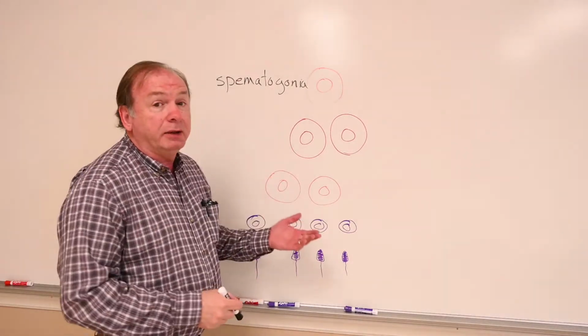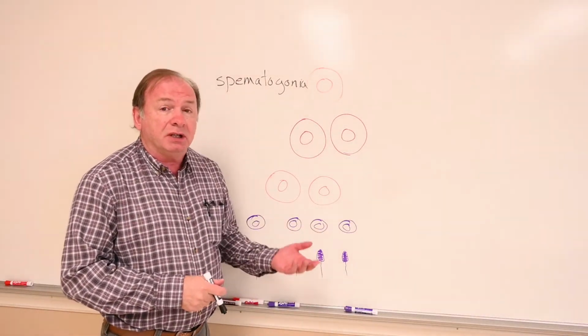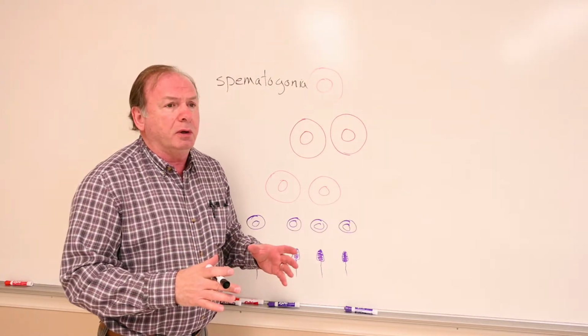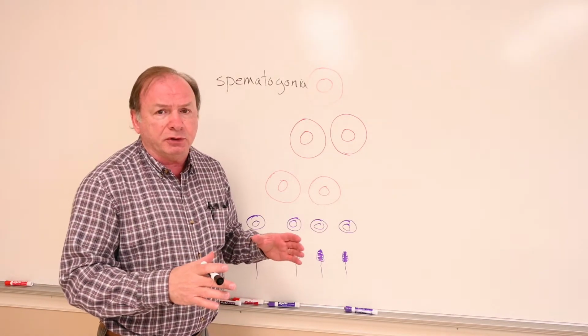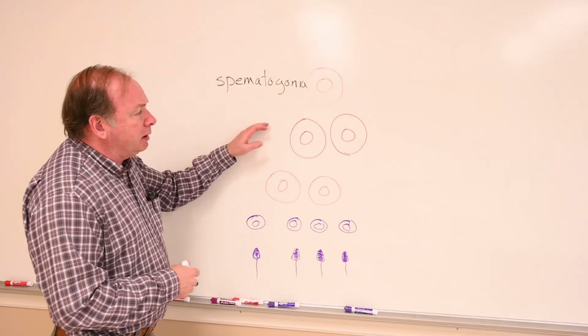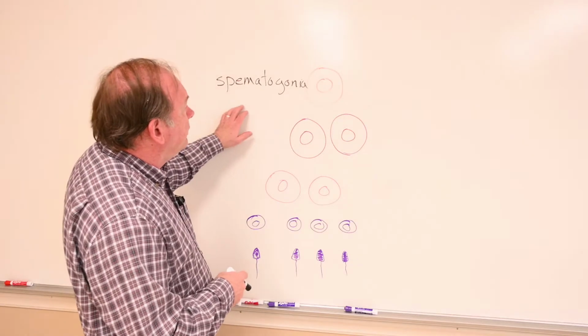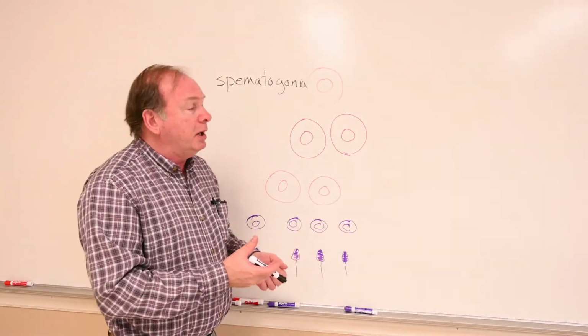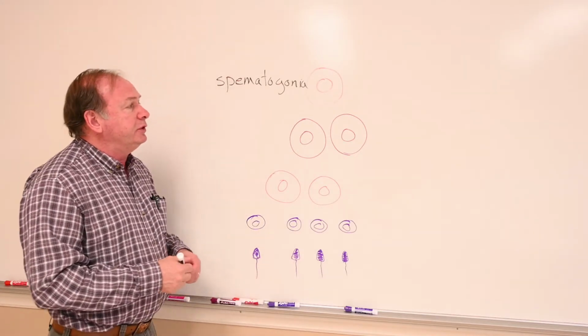Now we're going to go back into the process of spermatogenesis. Again, we've already looked at it some, and we looked at the overall cross-section of the seminiferous tubule and the process of spermatogenesis there. We're going to look at it in a little more detail here. First of all, spermatogonia, remember, were those cells out at the perimeter of the seminiferous tubule.